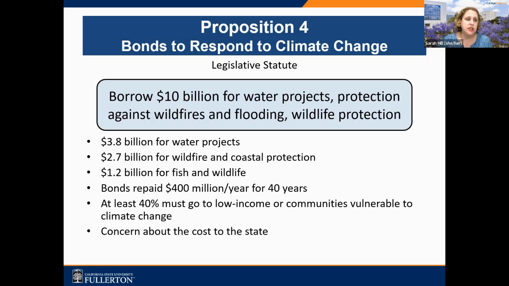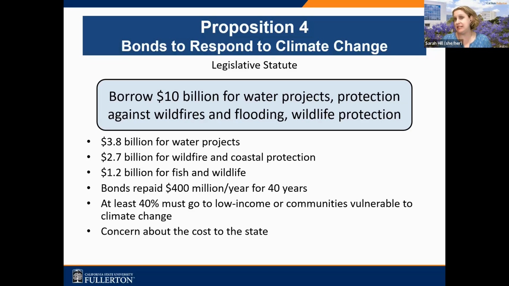So this would include things like $3.8 billion for water projects, $2.7 billion for wildfire and coastal protection, $1.2 billion for fish and wildlife. So a variety of things. We're expecting the state will be affected in many different ways from climate change, and this is trying to get out ahead of that.